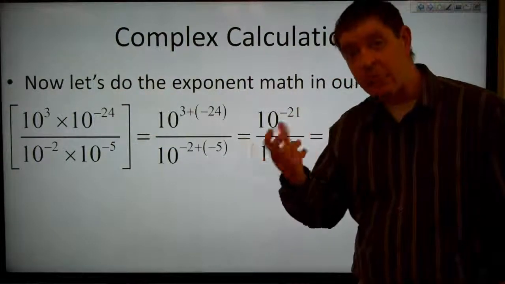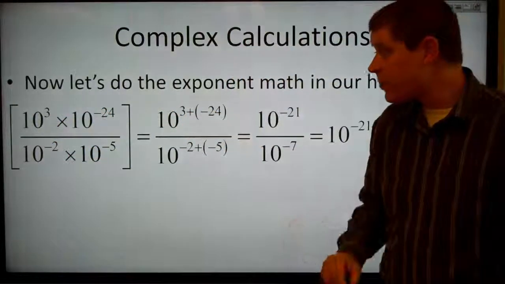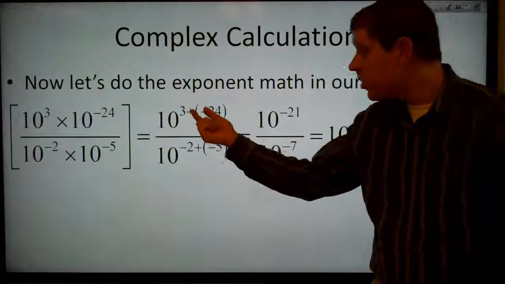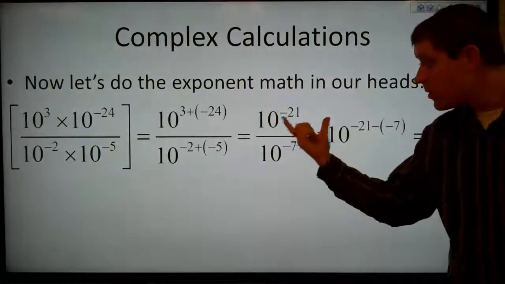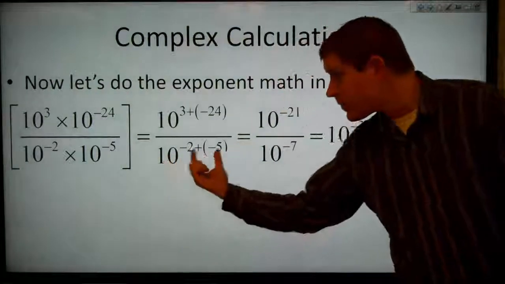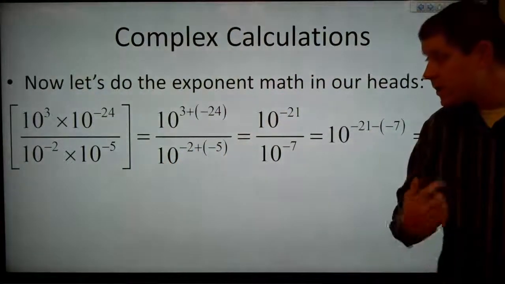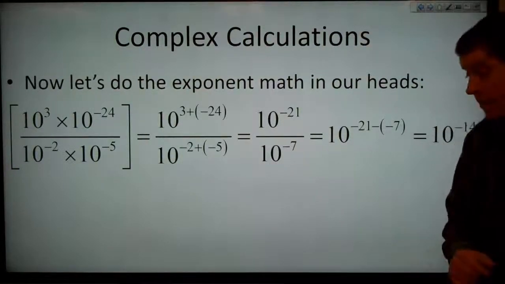We're going to simplify the top and the bottom separately. So we have, in the numerator, 10 to the 3 times 10 to the minus 24. We add together the exponents. So positive 3 plus negative 24 gives us negative 21. So 10 to the minus 21. The denominator has 10 to the negative 2 plus negative 5. So 10 to the minus 7.